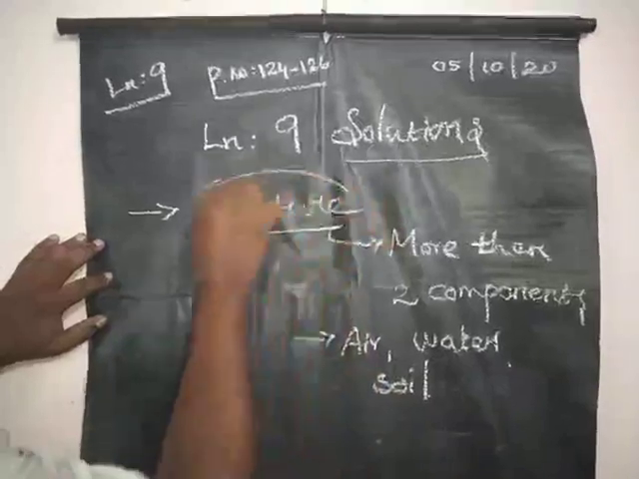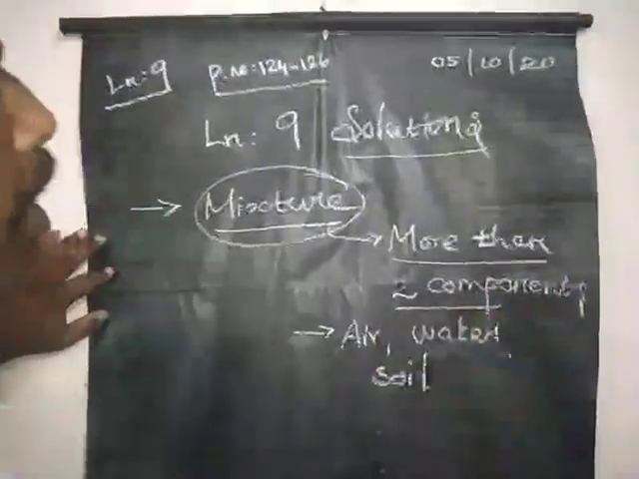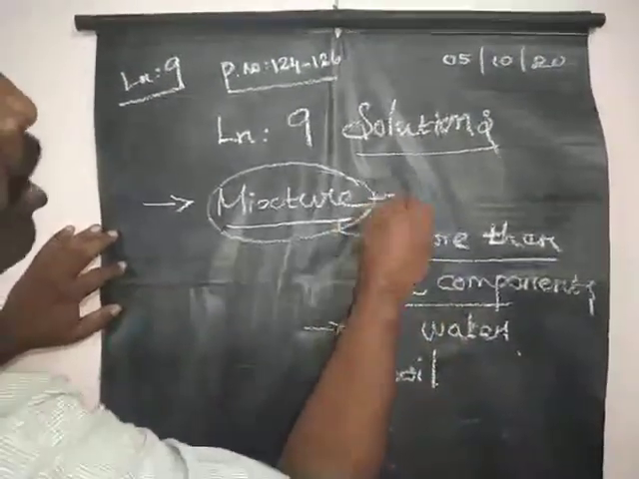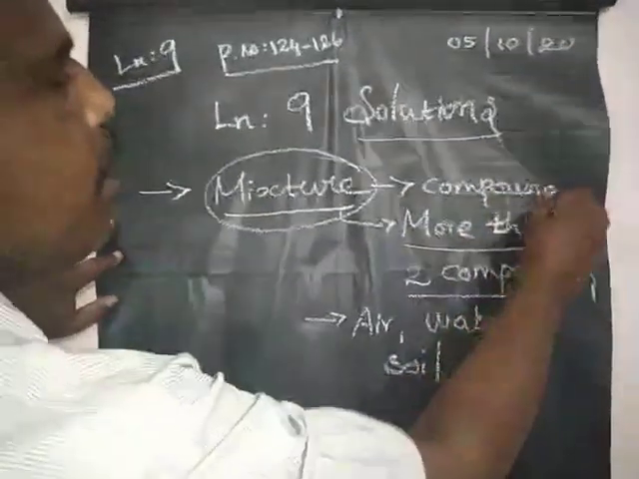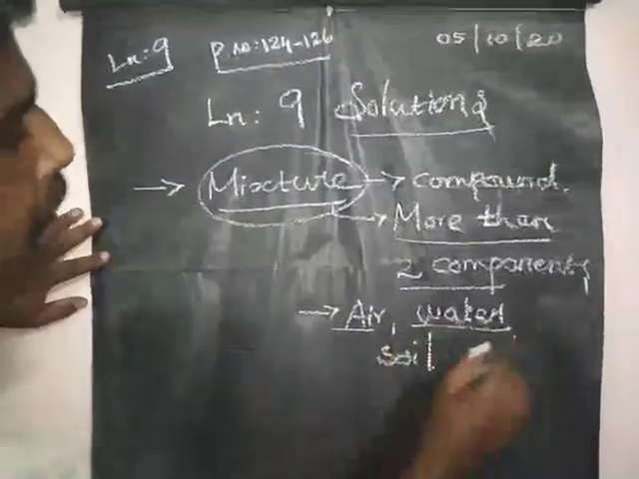What is meant by mixture? A mixture is nothing but more than two components present together. That is called a mixture. What are the examples of mixture?